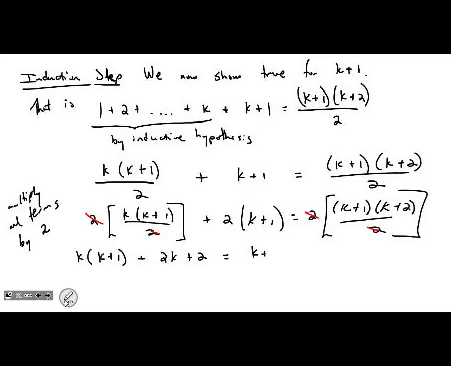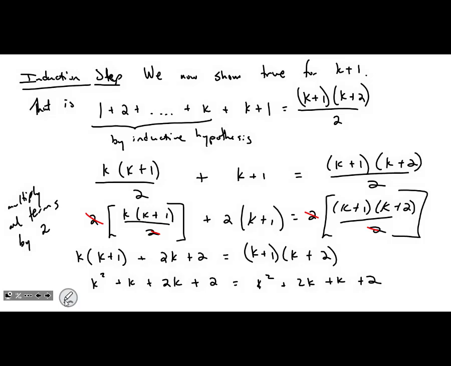Equals k plus 1 times k plus 2. If I distribute some more, I would get k squared plus k plus 2k plus 2, equaling k squared plus 2k plus k plus 2.